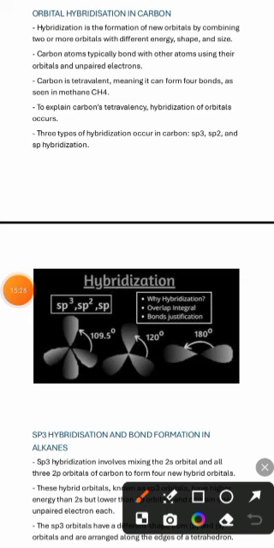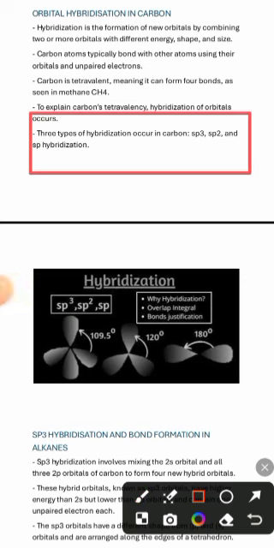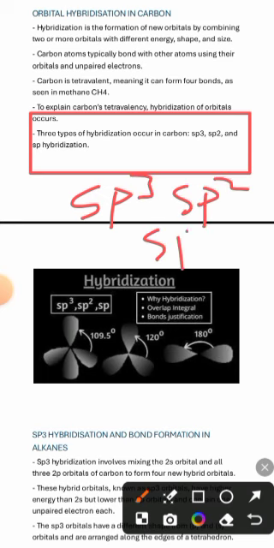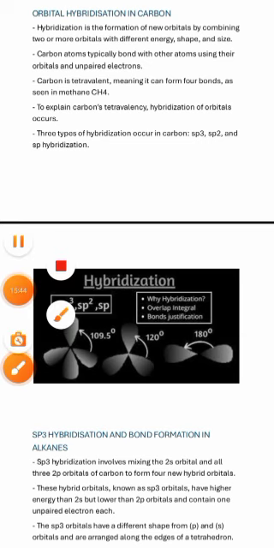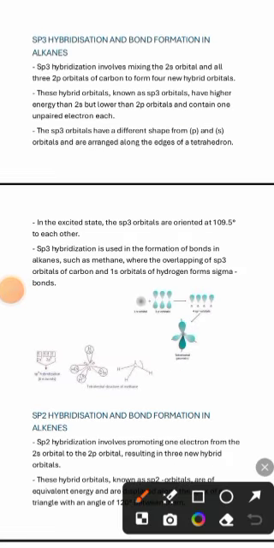And to explain this carbon tetravalency, we need to look at hybridizations, three hybridizations, which are the sp3 hybridization, the sp2 hybridization, and the sp hybridization. Looking at the sp3 hybridization, we see that it involves the mixing of the 2s orbital and the three 2p orbitals of carbon to form new hybrid orbitals.